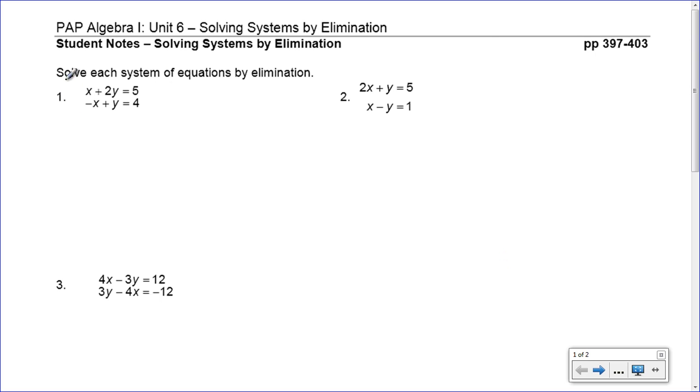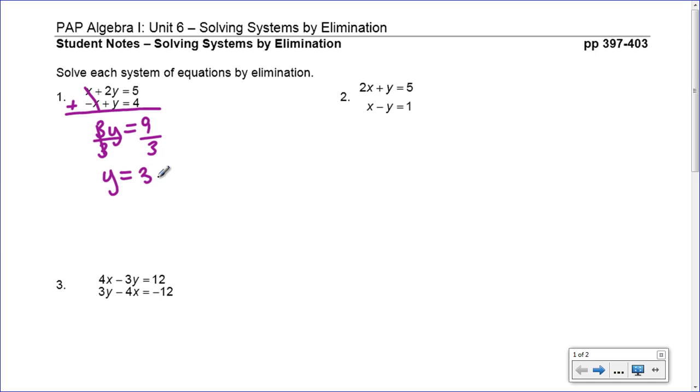So look at example 1 here. I have x plus 2y equals 5, and then I have negative x plus y equals 4. When I add those together, this x and this negative x will cancel each other out because they have the same coefficient. They both have a 1 in front, and then one is positive and one is negative. Now I'm going to add up everything that's left. 2y plus y makes 3y, and then 5 plus 4 equals 9. So now I have one equation with one variable that I know how to solve. I can divide by 3 and get that y equals 3.